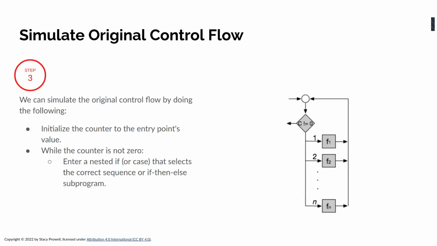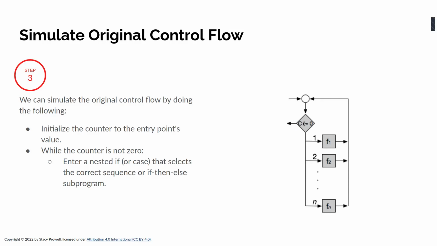Now for step 3. Step 3 is not shown here, but I need to initialize the counter to the entry point's value. So if you just number them 1, 2, 3, 4, 5, starting with 1 at the entry, then you'd set the counter equal to 1 initially. If you have addresses, you would set it to the first address. The address is the entry point in your program. Initialize the counter. And then check to see if the counter is 0. And if it's 0, you terminate.